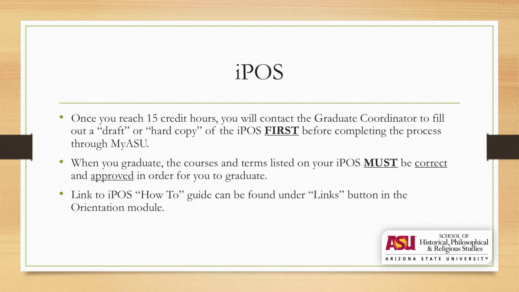So basically, we don't want you to jump right in and do the digital form of the IPAWS first. It's easier to do a hard copy in collaboration with the coordinator and then use that draft to actually fill out the online version. We also have a really great how-to guide of step-by-step directions of how to fill out the IPAWS under the links button in the orientation module. It's still a little early to be looking at that, but it's great to just get an idea of what you need to do when you're filling out your IPAWS. Just get an idea of what that process is like.